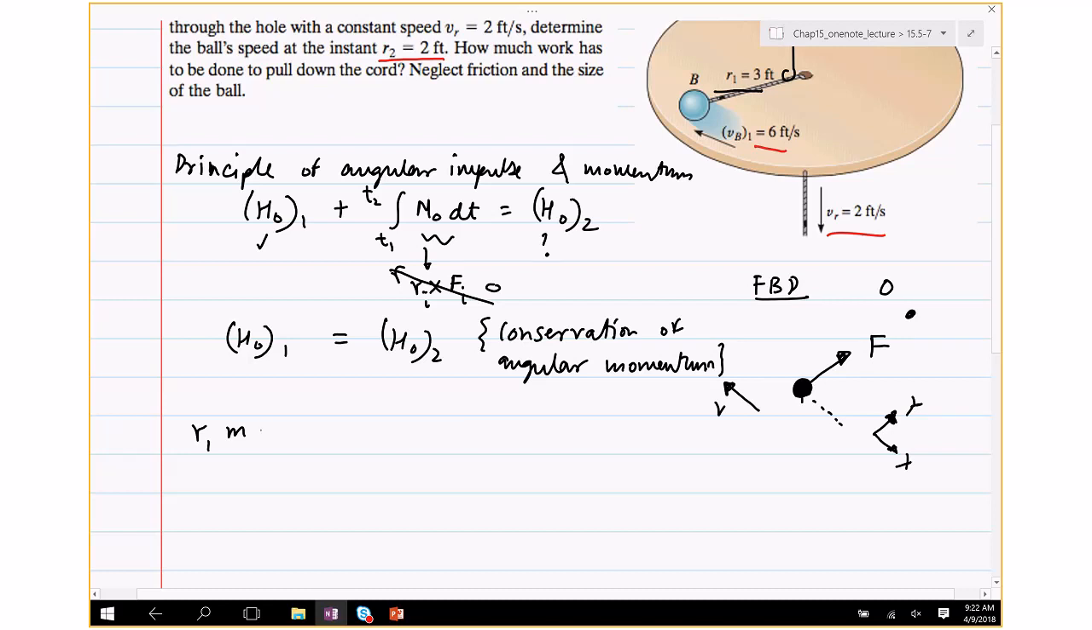So now we can solve for the velocity. Initial momentum is r cross mv, but r is this way, velocity is that way, so the cross product is going to be sine of 90, which is 1. So I'm just going to write it as r1 m v1 equals r2 m v2. So mass cancels off. The initial radius is 3 feet. The initial velocity is 6, equals the new radius, which is 2, and the new velocity is unknown. So from this, we can solve for the velocity. It comes out to be 9 feet per second.